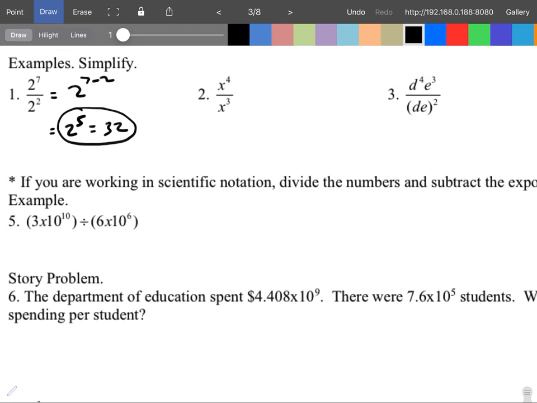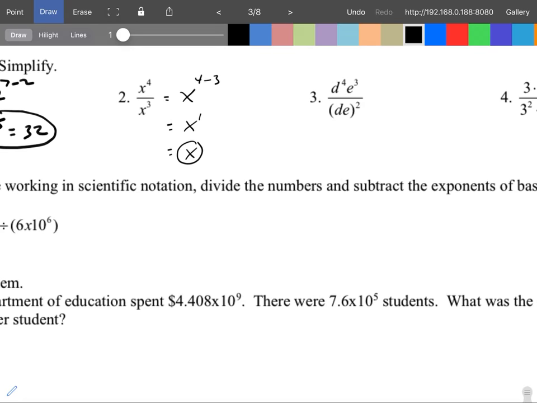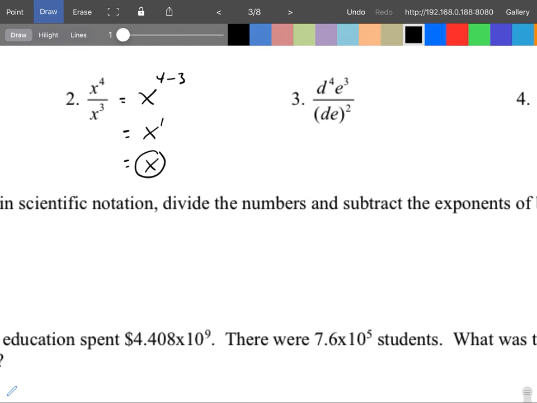All right. The next one is the same idea, but this time the base is not a number, it's a variable. But you would still do the same base, and then the power would be the numerator exponent minus the denominator exponent. Well, that's just going to give you x to the first, which is just x. All right, and then the third one there.